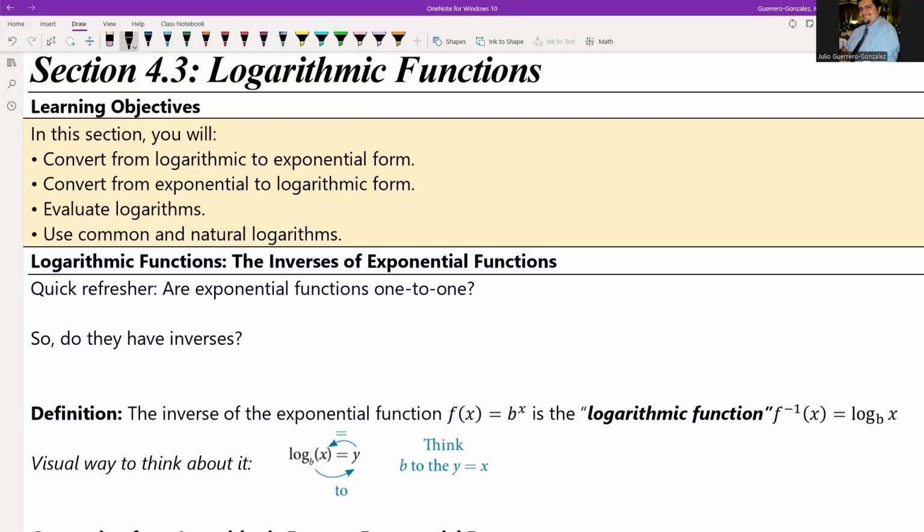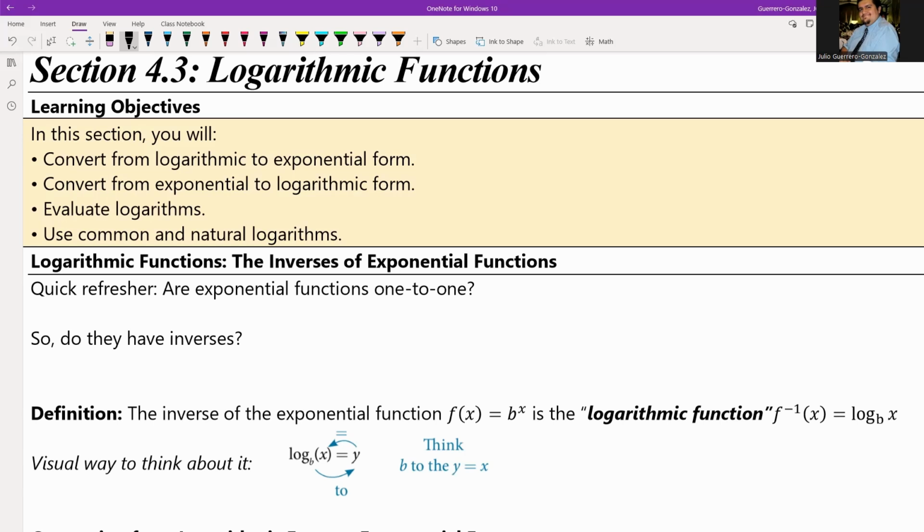Hello everyone, this is the lecture for section 4.3, logarithmic functions. In sections 4.1 and 4.2, we just got comfortable with exponents, right? We learned as much as we could about the exponential function. Now we're going to get into the logarithmic functions, okay? They are completely tied to the exponential, okay?